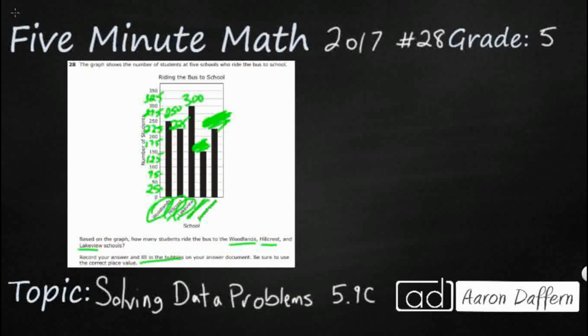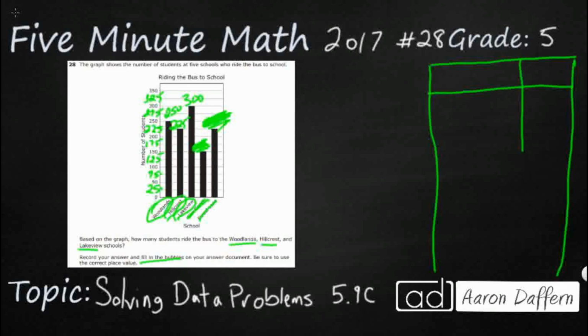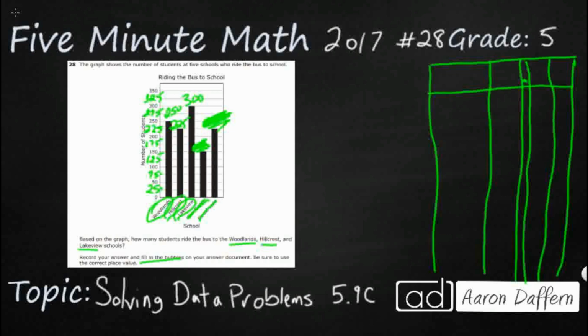So our answer document, remember, for 5th grade, kind of looks like this. So you are going to have your decimal point right here. There's nothing to bubble there. They just give you the decimal point. You have 2 digits to the right of the decimal. And then you've got 3 digits to the left of the decimal. So whatever our answer is, we're going to have to put it in there and make sure we have it.